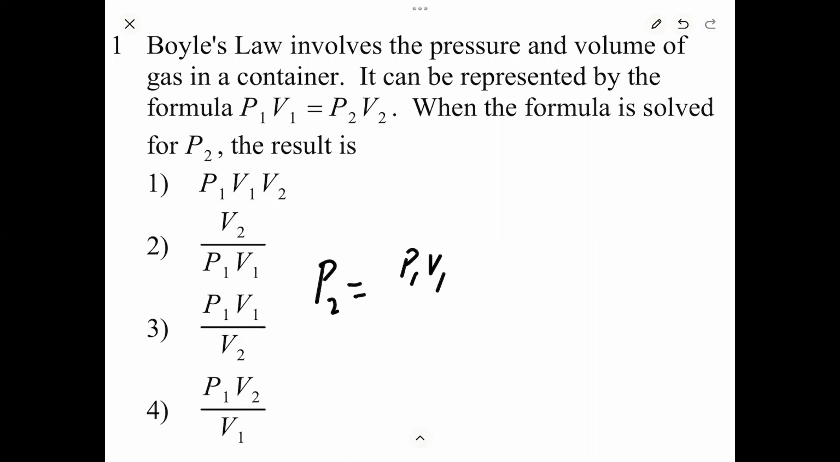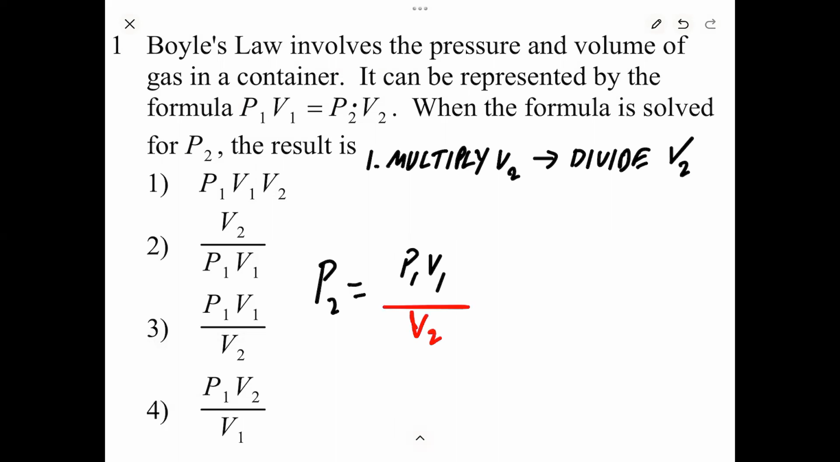Well, you can see that we are multiplying P2 by V2. So that's the first thing you say. I'm multiplying by V2. And what's the inverse? Well, the inverse is to divide by V2. So that's what you're going to do. You're going to come down here and you're going to divide this by V2. And that's it, because that's the only thing that's being done that you got to get rid of. All right, so we're done with that one.